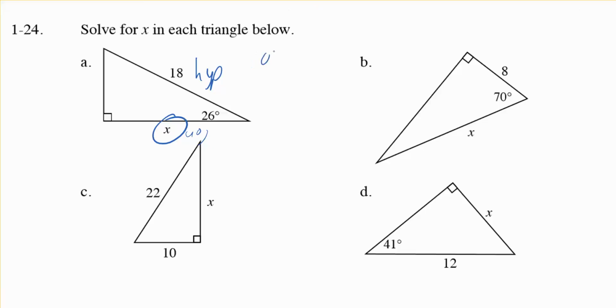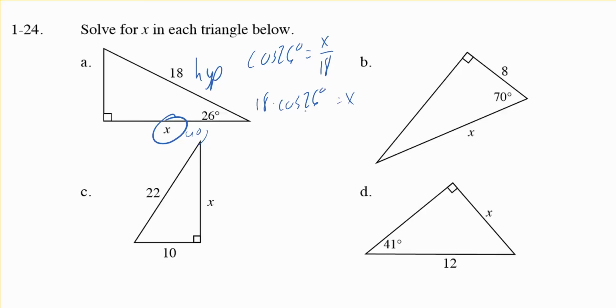So the cosine of 26 degrees should equal the adjacent over the hypotenuse. So if I have my calculator in the right mode, I can do 18 times the cosine of 26 degrees, and that'll be x. So that'd be my exact value. I can definitely put a decimal in there as well.